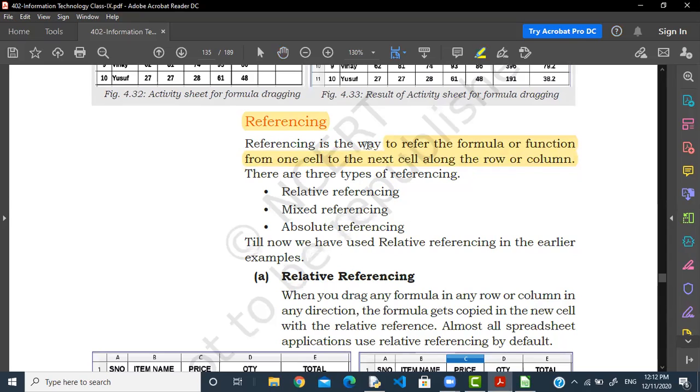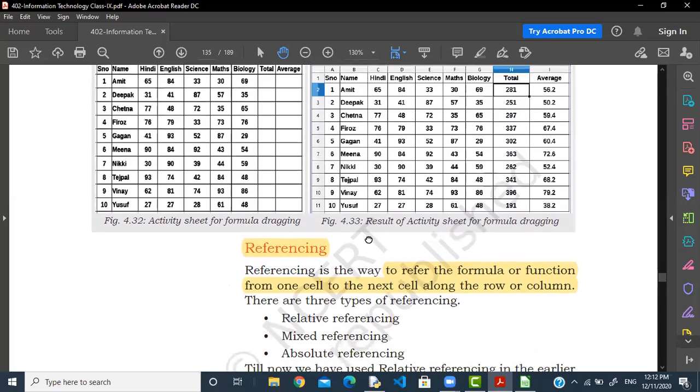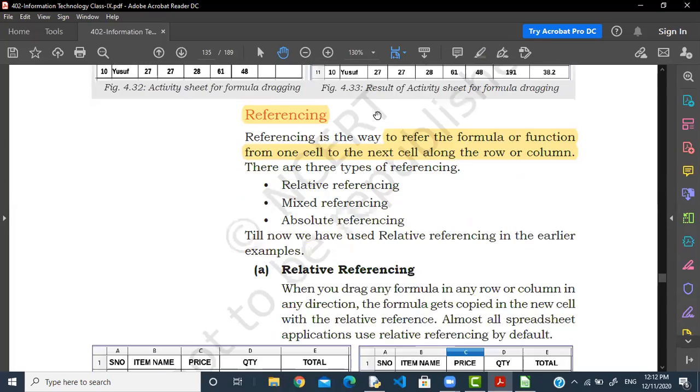Whenever we write any formula in an Excel sheet, we use cell addresses, and that cell address is known as cell referencing, like A2, B2, C2, D2, whatever you are writing in your formula. That is called cell referencing.